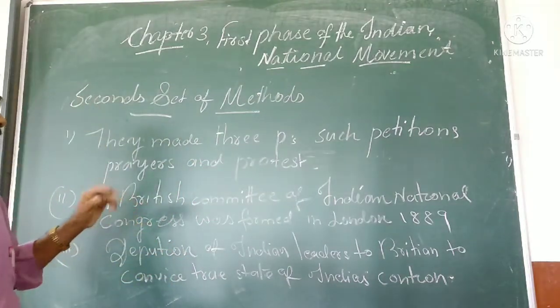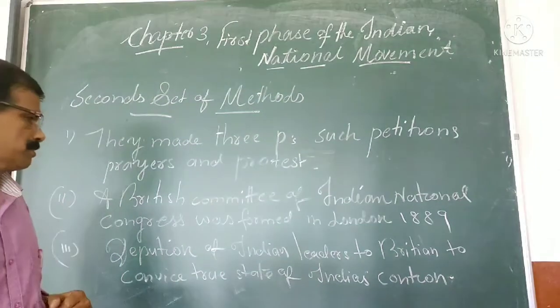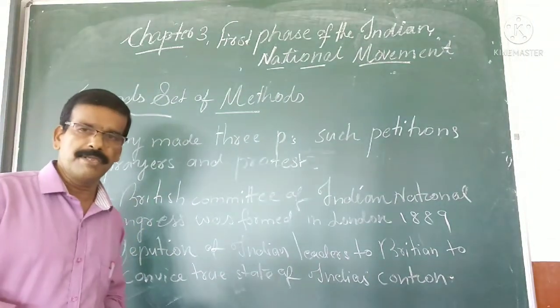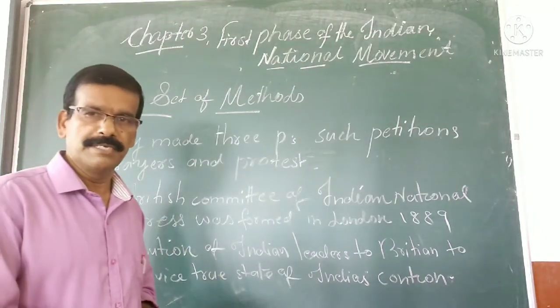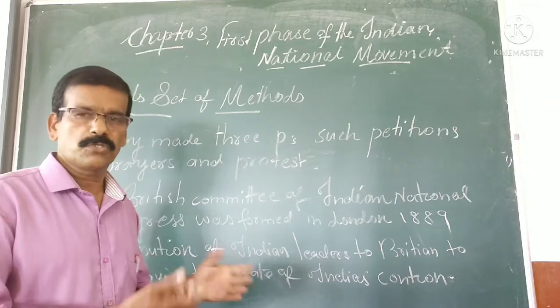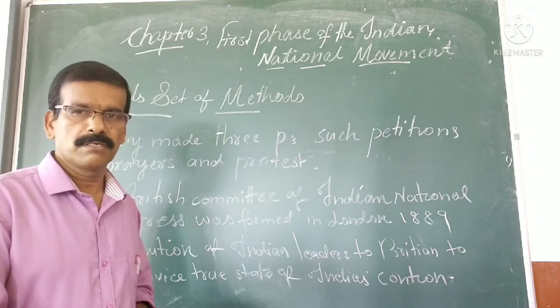And another is that they formed a British Committee of the Indian National Congress in London in 1889, and it also published a weekly journal known as India, in order to present India's case before the British public.